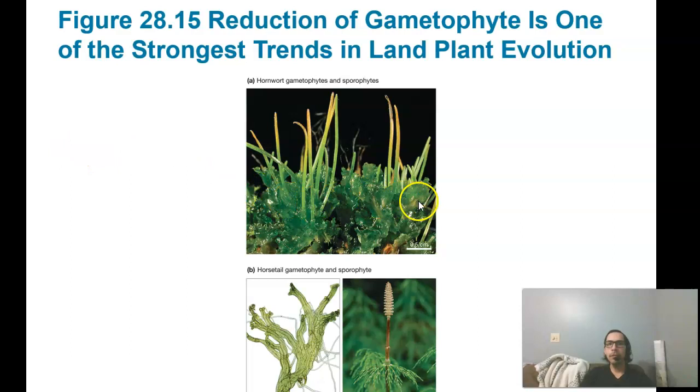Here you can see a close-up of a hornwort. Okay, so this is a non-vascular plant. As you can see, the majority of the plant is the gametophyte. That's the leafy part. The sporophytes are the ones that are shooting out, the thin structures.